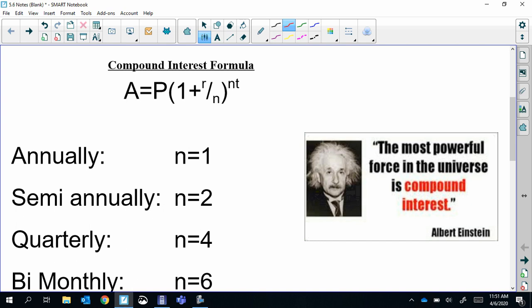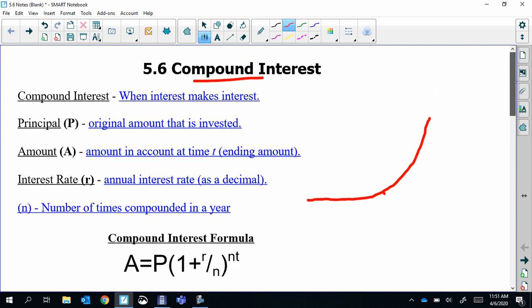I like this quote. I don't know if it's actually from Albert Einstein, but according to the internet, it is. So it's the most powerful force in the universe is compound interest. I doubt that's actually true, but maybe. So, compound interest is when interest begins to make interest.